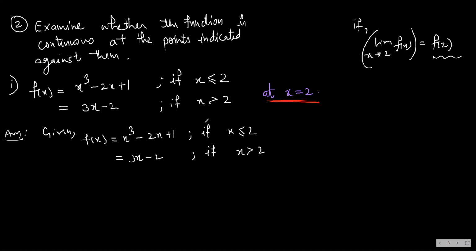Now you will notice that sometimes it is given if, sometimes it is given for, sometimes they do not write anything. They simply write in the first line x lesser than or equal to 2. In the second line they write x greater than 2. This all mean the same thing. That is, when x is equal to 2 or lesser than 2, the function is this, and when x is greater than 2, the function is this.